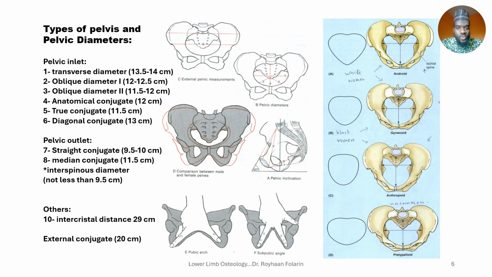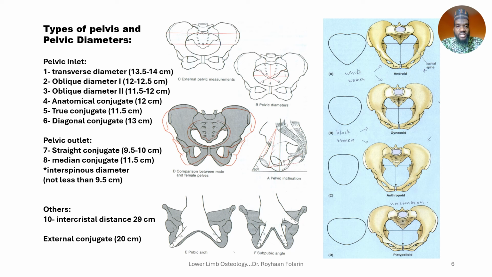Oblique diameter 1 is the one that runs from the right sacroiliac joint, and it's usually between 12 and 12.5 centimeters. And then oblique diameter 2 is the one that utilizes the left sacroiliac joint to the contralateral iliopectineal line, and that usually measures a slightly lower diameter than oblique 1, between 11.5 and 12 centimeters. Next is the anatomical conjugate.